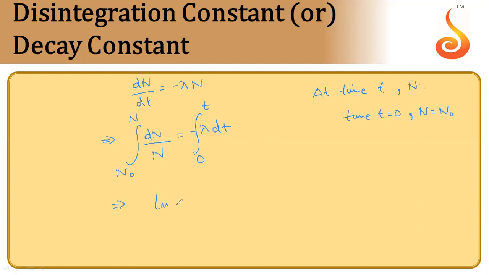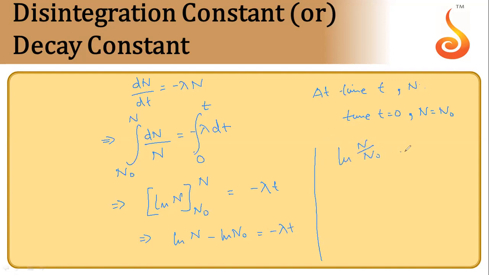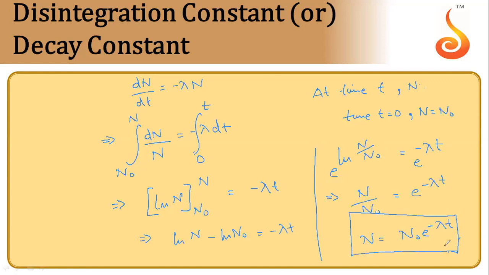On integrating, you will get ln N with limits N naught to N, equals minus lambda t. So this will be ln N minus ln N naught, and you can write it as ln of N by N naught equals minus lambda t. Now taking the exponential on both sides, you will get N by N naught equals e raised to the power minus lambda t, or N equals N naught times e raised to the power minus lambda t. That will be our equation of radioactive decay.